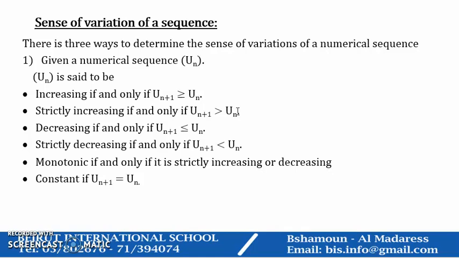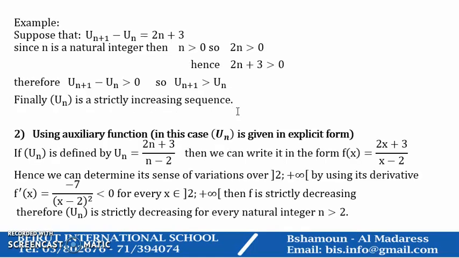Decreasing if and only if u(n+1) is less than or equal to un. Strictly decreasing if and only if u(n+1) is strictly less than un. And monotonic if the function is strictly increasing or strictly decreasing over its domain of definition. Constant if u(n+1) equals un.